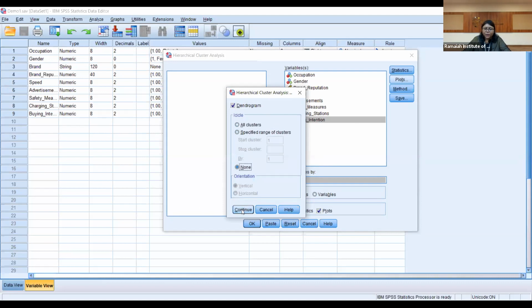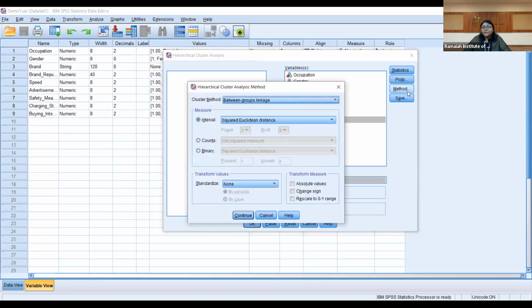So I suppose I don't want to see any of the clusters. I'll just check with dendrogram, or else let me click on all clusters. Let me see everything. The next one is method.